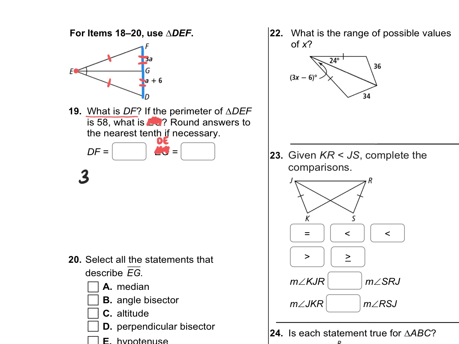Set them equal to each other. 3A equals A plus 6. So I'm going to subtract A. 2A equals 6. Last step. Divide by 2, so we get A equals 3. Is that my answer for DF? No. Make sure you're finishing the whole problem.